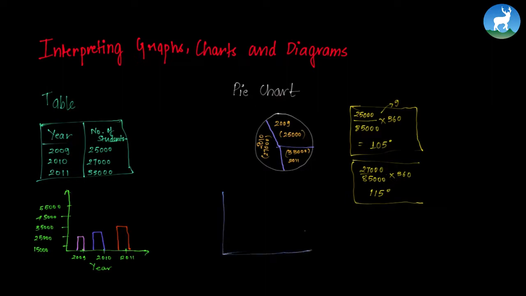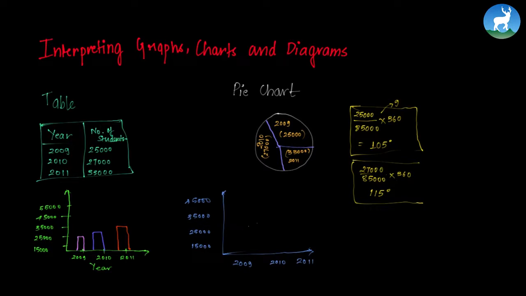Okay. So here we do the same plotting, like 2009, 2010, and 2011. And here we have again 15,000, 25,000, 35,000, 45,000. Let's make it till here. Now the difference lies in drawing a bar. The difference between drawing a bar diagram and a line graph is that you draw a rectangular bar in the bar diagram, whereas you just point it in a line graph.